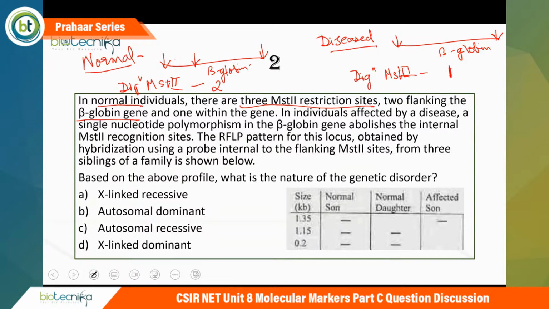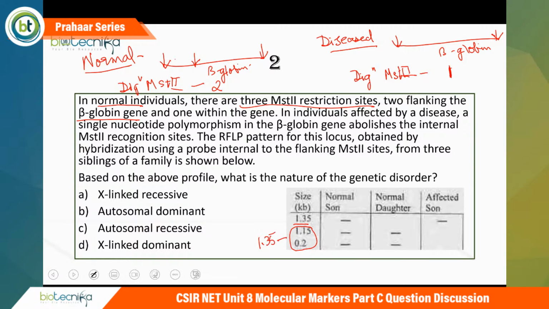Based on the above profile, what is the nature of the genetic disorder? Now let's check the profile that is given. It is the siblings' profile. First of all, there is a normal son. He has fragments of size 1.35, 1.15 and 0.2. How come this normal individual has 3 fragments? If you add up 1.15 and 0.2, it becomes 1.35.